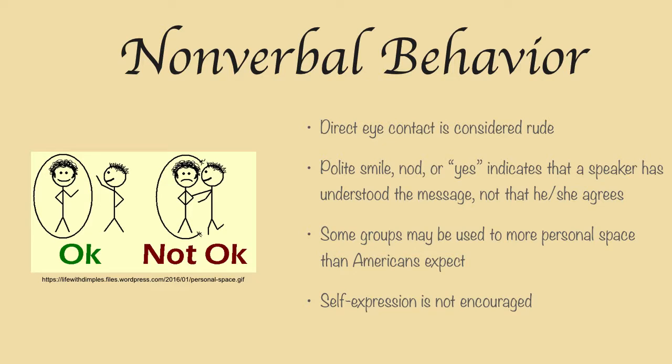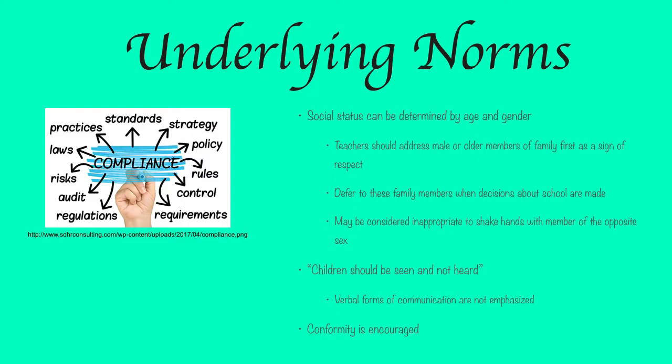Their students' American parents might be a lot more encouraging of students to express themselves, to express their opinions, to express their emotions. But your Chinese students might not be comfortable with that, especially when they are first arriving. So some of those underlying norms, back to the idea of social status, can be determined by age and gender. And so teachers should address the male or older members of the family first as a sign of respect. Teachers should defer to those family members when decisions about school are made.